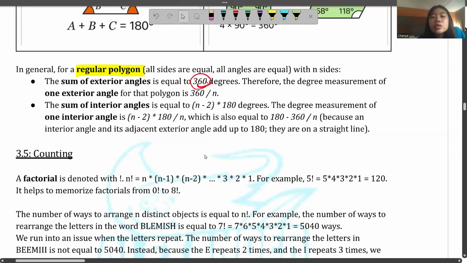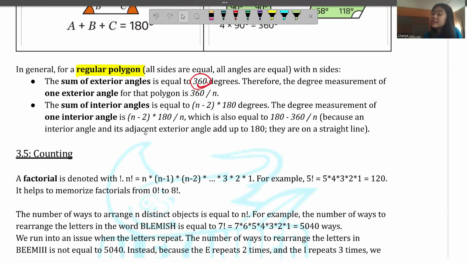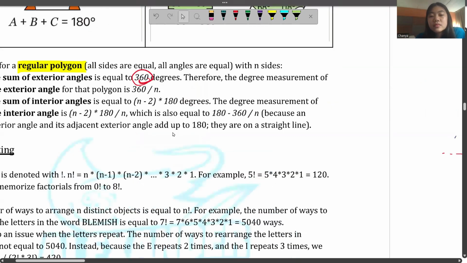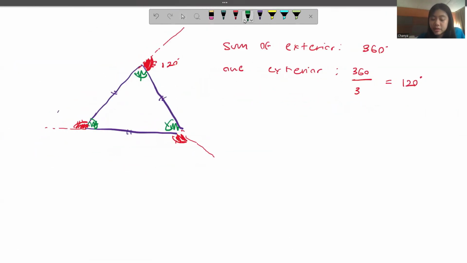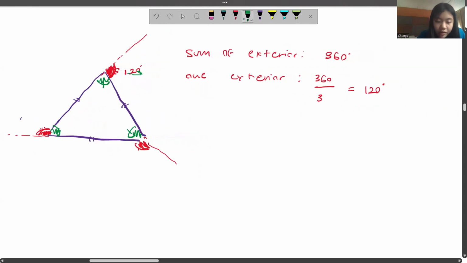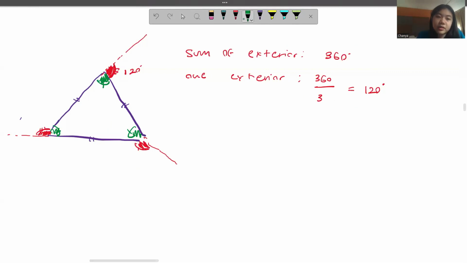So moving on to interior angles. The sum of the interior angles is equal to n minus 2 times 180 degrees, where n is the number of sides. So the interior angles in this polygon, which is a triangle, are going to be the green angles. They're always going to be the angles on the inside of the polygon formed when the sides of the polygon join together.